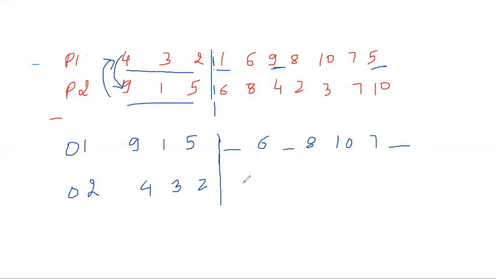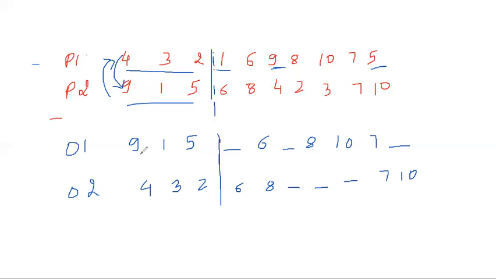Similarly I do it for this one. In this, 6 is okay, 8 is okay, but 4 is already occurring in this section, so I leave 4 vacant. 2 is already occurring, so 2 will be vacant. 3 is occurring, so 3 will be vacant. And this is 7, and then 10. Okay.